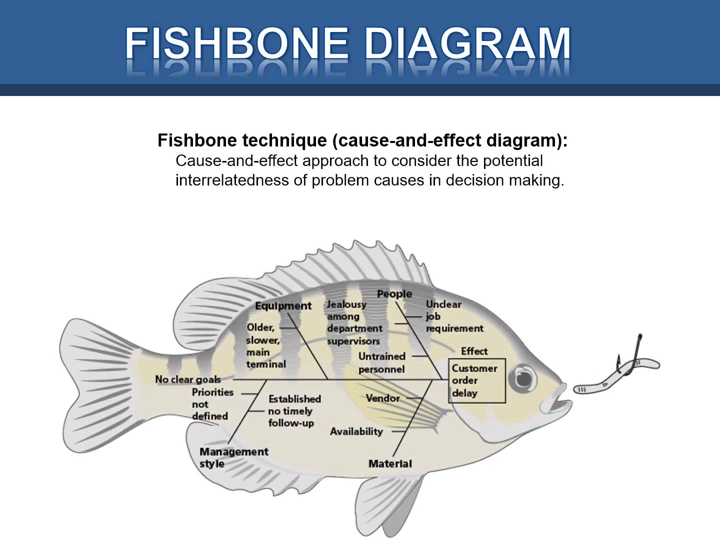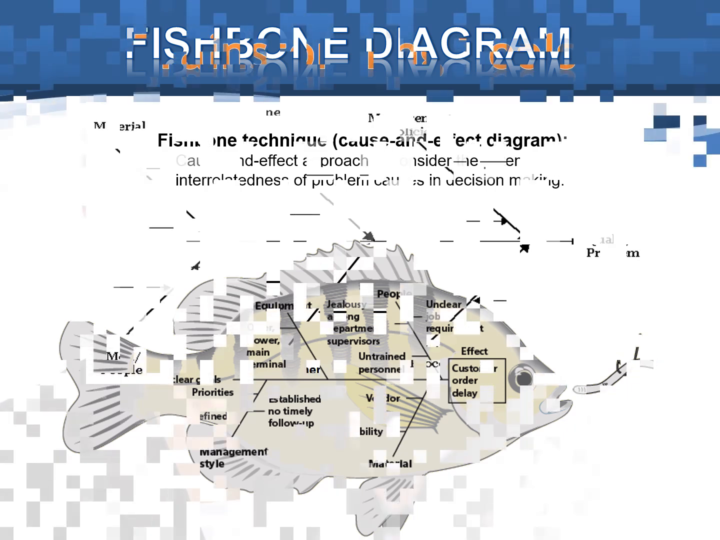One really handy tool is the fishbone diagram, also called the cause and effect diagram. It's an approach to considering the potential interrelatedness of problems caused in decision making. Let me show you another example.